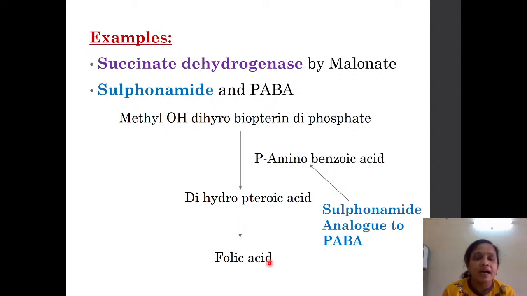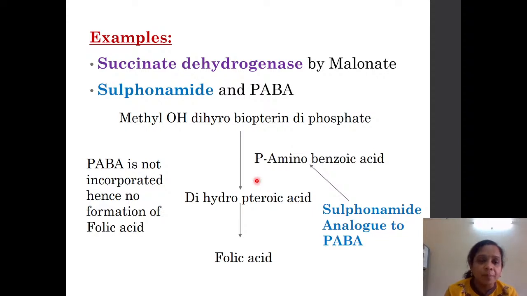Now, the sulfonamides are structural analogues of PABA. What will they do? They will combine with the enzyme that catalyzes this reaction, and they inhibit the reaction. So, PABA is not incorporated, and hence there is no formation of the folic acid. For this compound to get converted to dihydropteroic acid, methyl hydroxy dihydrobiopterin diphosphate will combine with the PABA. Now, sulfonamides being structural analogues to PABA will sit on the active site of this enzyme and prevent this reaction from happening. As a result, there is no formation of the folic acid.